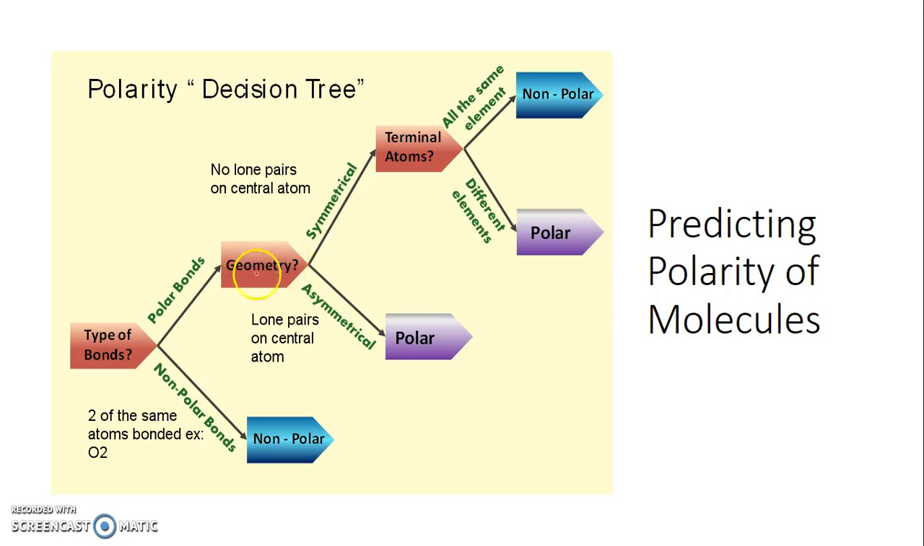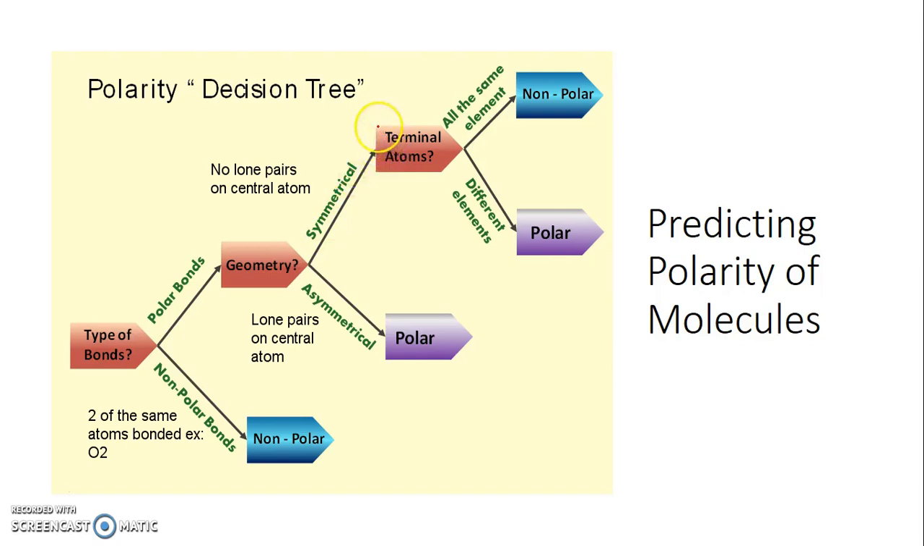So if you look at the geometry, if you look at the Lewis structure, and you see that there are lone pairs on the central atom, you can conclude that that molecule is polar. So again, the lone pairs must be on the central atom, not on one of the terminal atoms. We're just looking at the atom in the middle. So in the other case, we could have a central atom that only has other atoms bonded to it, no lone pairs. We would call that symmetrical.